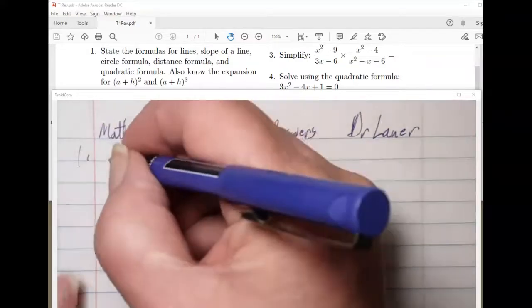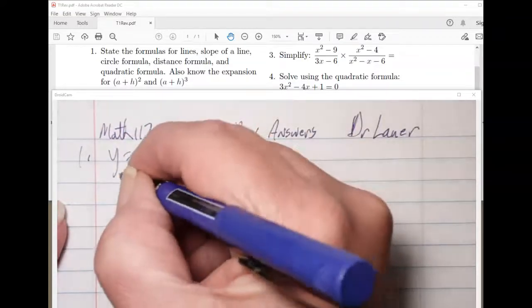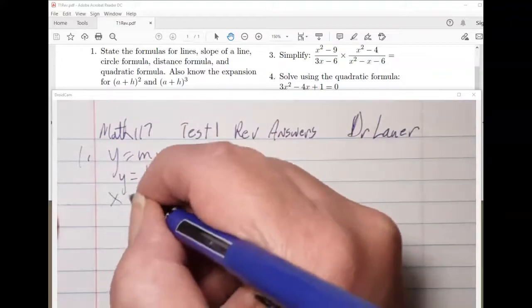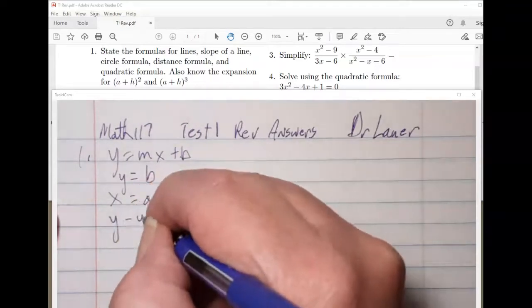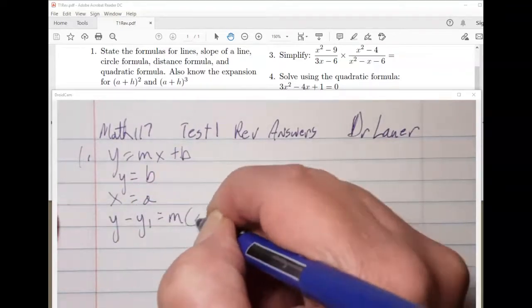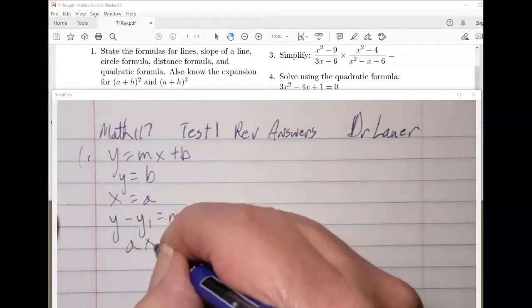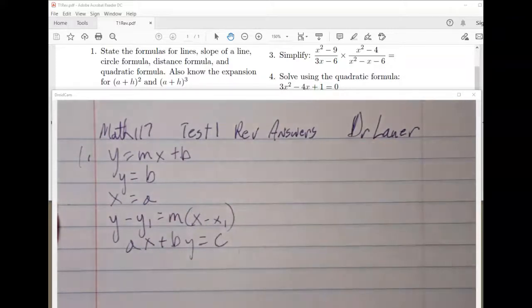The formulas for a line are y equals mx plus b. That's the one people typically know. y equals b, that's a horizontal line. x equals a, that's vertical. y minus y1 equals m times x minus x1. And ax plus by equals c. And oftentimes you see capital letters with those.